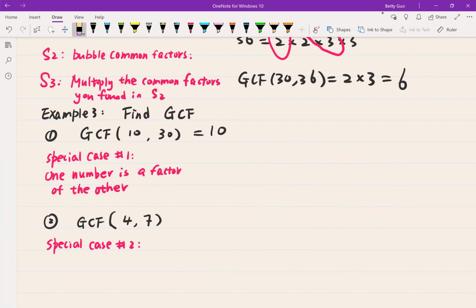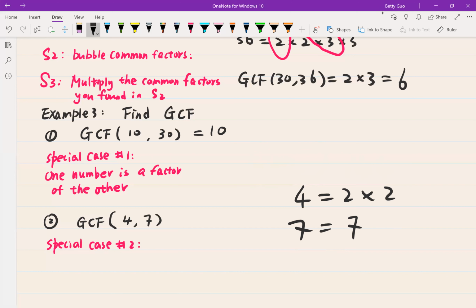Number 2, we need to find the GCF of 4 and 7. You can pause the video here and use my 3-step procedure to find the GCF for 4 and 7. We can do it quickly here. 4 is 2 times 2. 7 in itself is a prime, so 7 equals 7. When you look at the prime factorization of the two integers, you notice the two numbers have no common prime factor. In other words, the only common factor of 4 and 7 is 1.